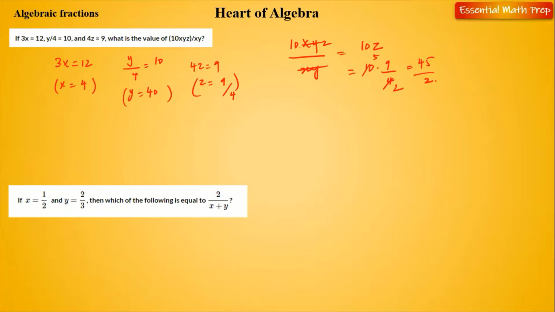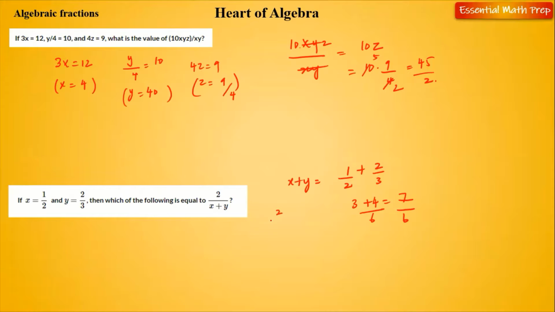All right, if x equals half, y equals 2/3, then which of the following is equal to 2 over x plus y? I purposefully didn't show the choices, so you're forced to work the problem out. So first, you want to solve what is x plus y. x plus y is 1 over half plus 2 over 3. So the common factor here is 6, so it's 3 plus 4, so it's 7 over 6. We know x plus y is 7 over 6.